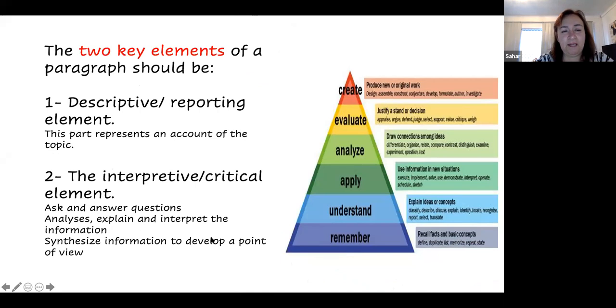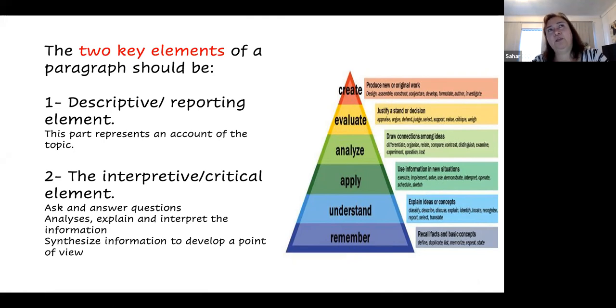Okay, so the two important elements in a paragraph. You are writing a paragraph for an introduction. There are two parts of the paragraph: the descriptive part, that's the reporting element, and then the interpretive part and the critical element. And that's where you come into the picture. So you ask and answer the questions, you analyze and interpret the information.